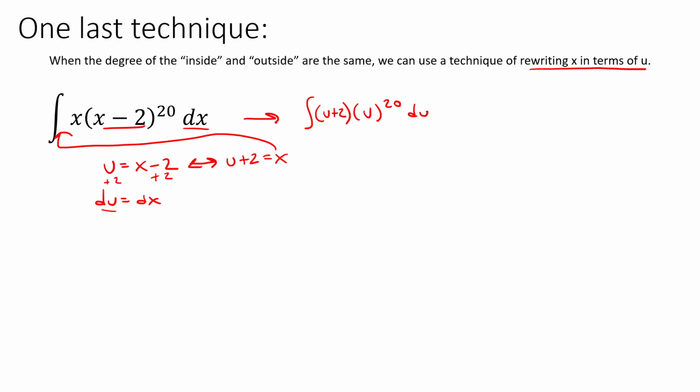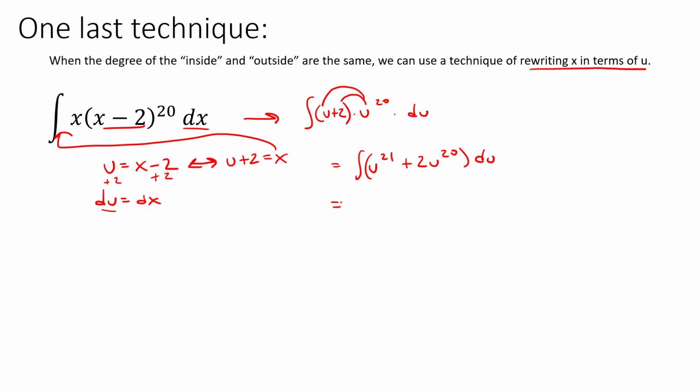Now I'm going to try to take that integral. Okay, so first of all, I'm just going to think of this without the parentheses. I don't want to take this just yet. It would be a lot easier if I distribute that in. That's going to be u to the 21st power plus 2u to the 20th power. All right, so just using the distributive property.